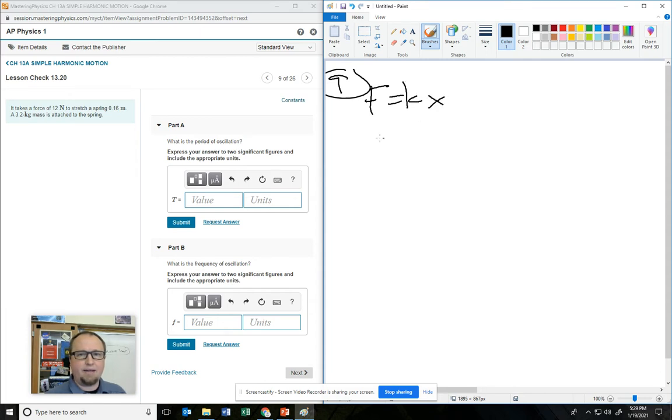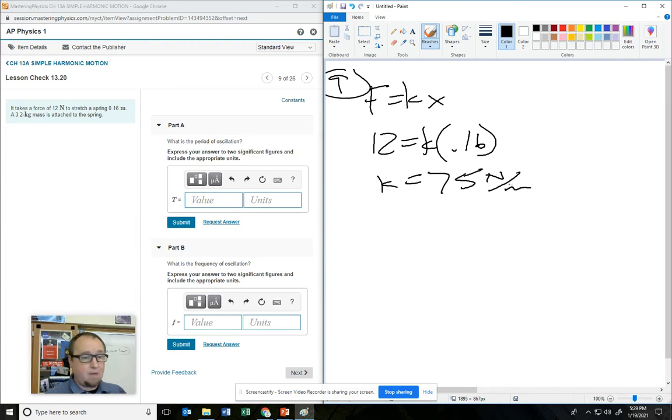Force equals kx. So you apply 12 newtons, and it stretches 0.16 meters, so you can get a k value. Let's get what that number is. 875. So I have my spring constant, and I can use that now.